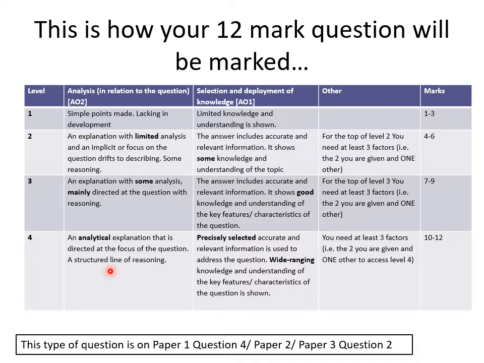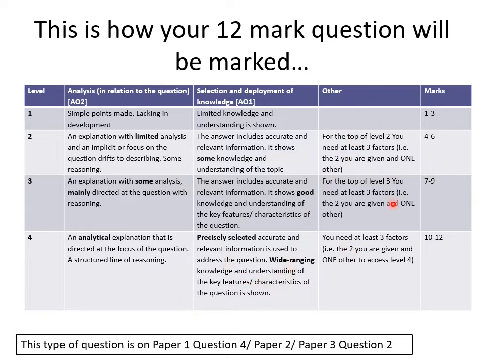Now, this goes hand in hand with your knowledge, AO1 knowledge, where at level 2 you'll be showing some knowledge. You're probably writing what you know about the topic, and because the analysis is limited, you're really probably just describing what you know. At level 3, your answer shows more relevant information. It shows good knowledge and is connected to the key features of the question. And it's more precisely selected and wide-ranging at level 4.